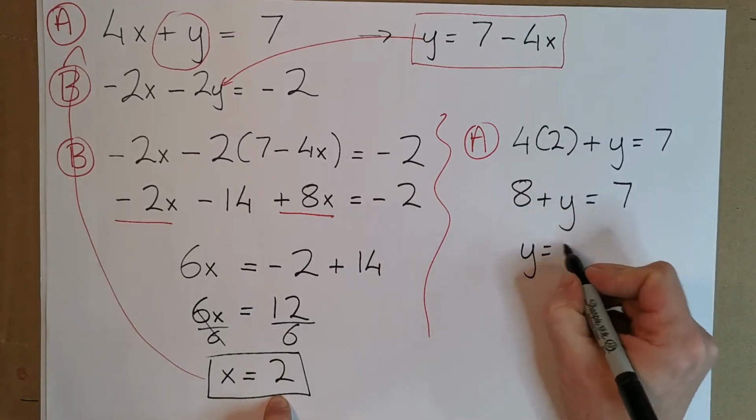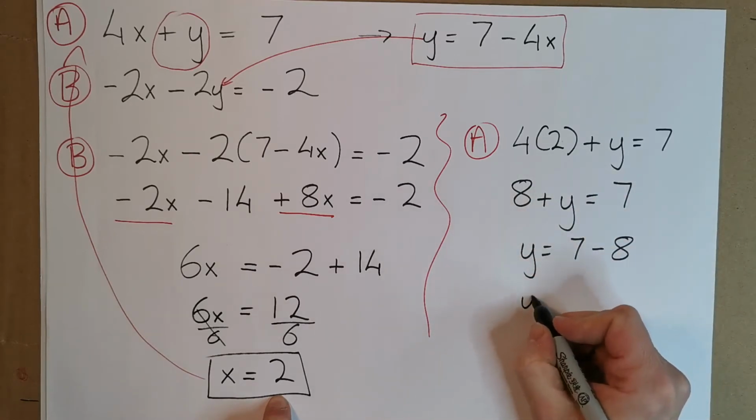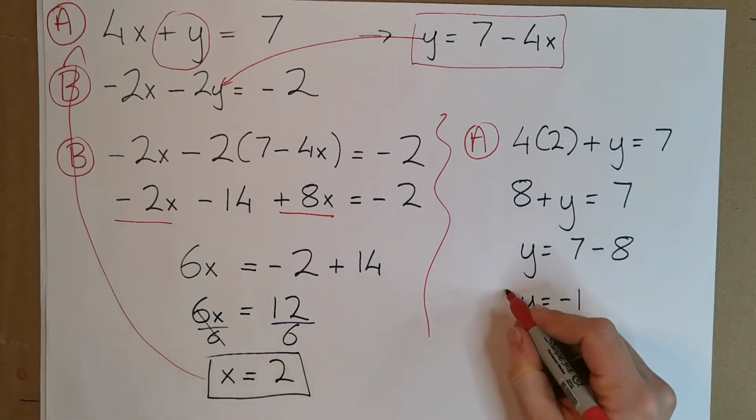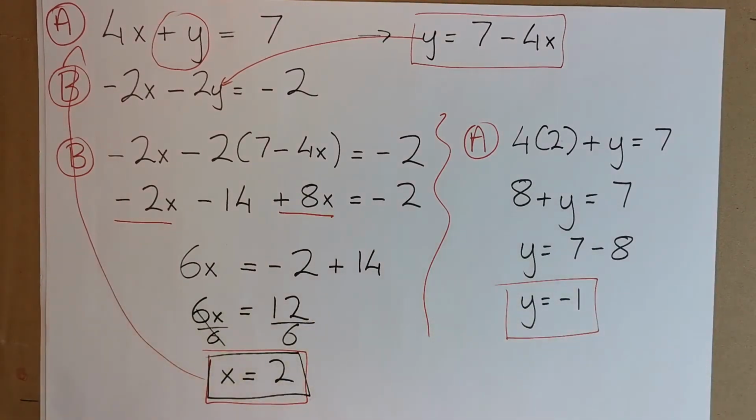Therefore y must be equal to 7, and we bring over this 8, it becomes a minus 8, and y is equal to minus 1. That's it. So we have our value for y, and we have our value for x. So let's bring that on then, and we'll try it in a quadratic equation.